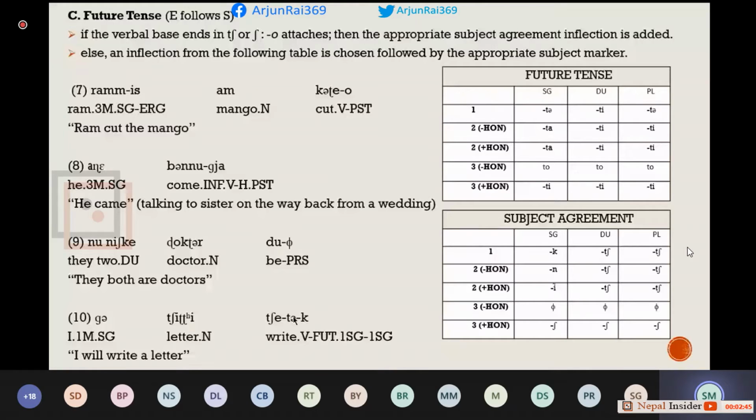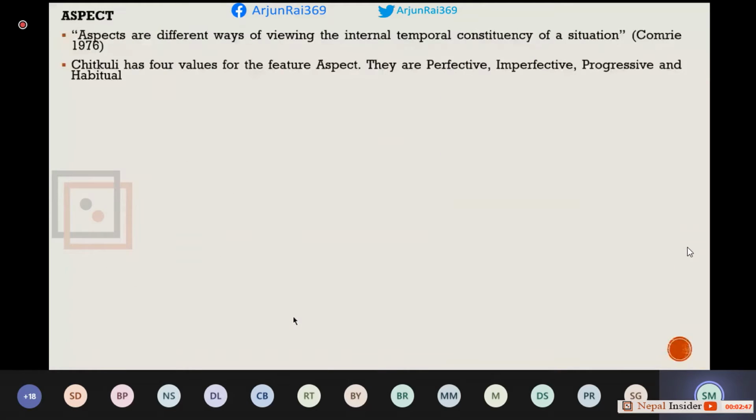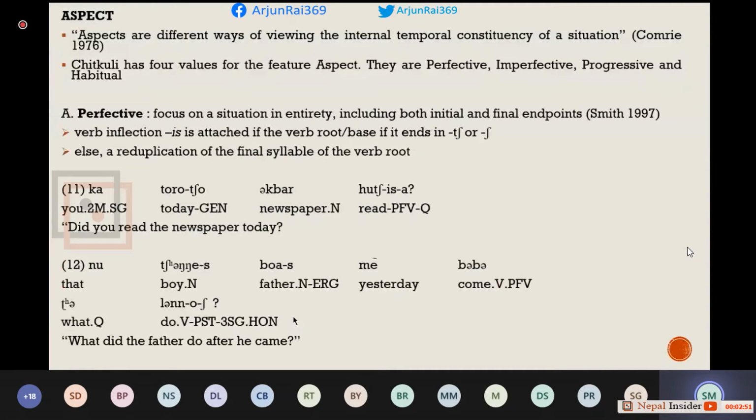Now let's look at aspects. So we have perfective, imperfective, progressive, and habitual in the language. So perfective: these markers are all phonologically conditioned, all the aspect markers. If the verb root ends in cha or sha, you have is attaching. Else what happens is there is a reduplication of the final syllable of the verb root. This is pretty similar to what happens in standard Kinori as well. Just this conditioning is not the same.